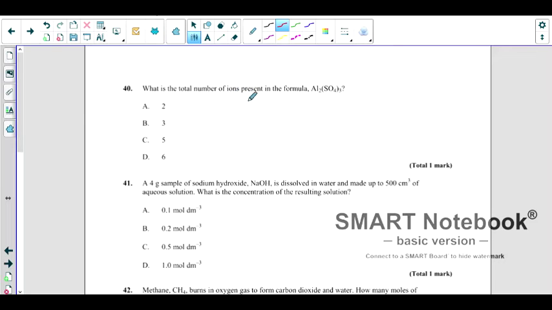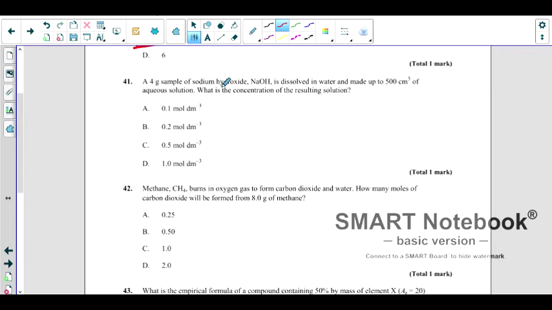What is the total number of ions present in the formula Al2(SO4)3? You want to find the number of ions. You see, this is a metal and this is a polyatomic ion. If you go in reverse, what is the charge of aluminium? It is Al3+, and the sulfate ion is SO4 2-. If you forgot, you can check it from here, like this is 2. Now when you write the formula, it goes here, it goes here. So it is 3, it is 2. Total how many ions are there? 5. So 5 ions are present in this formula.